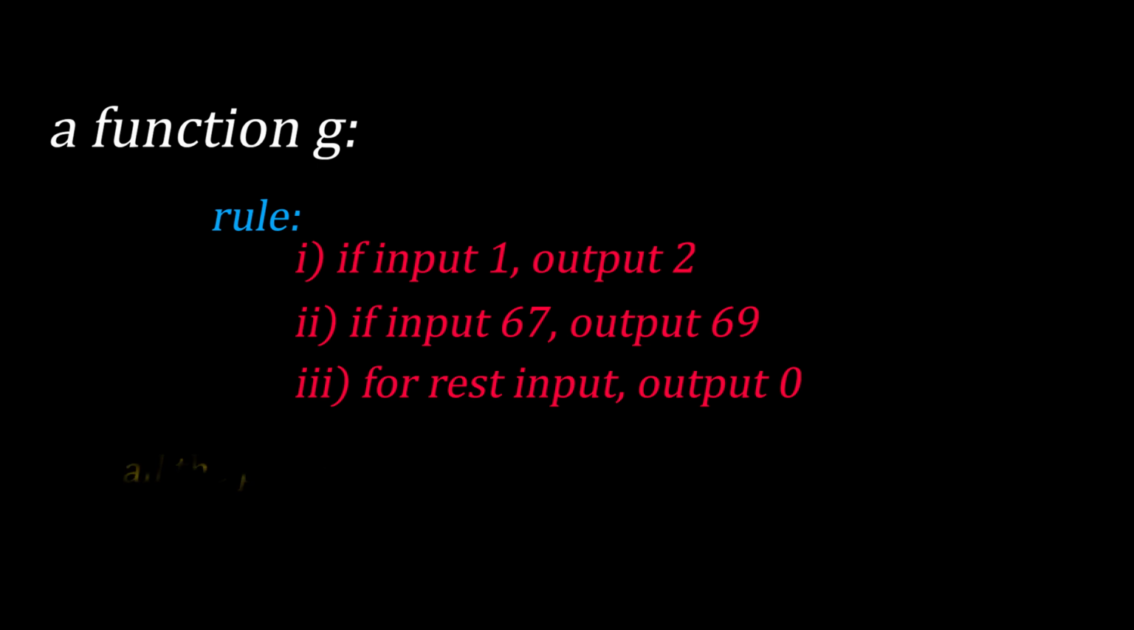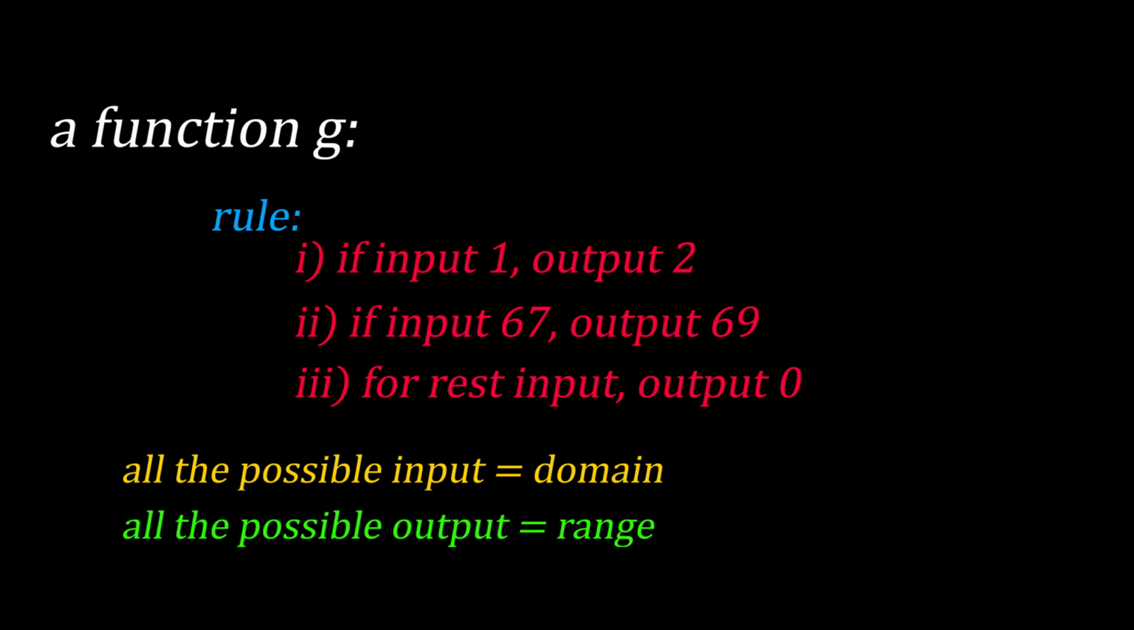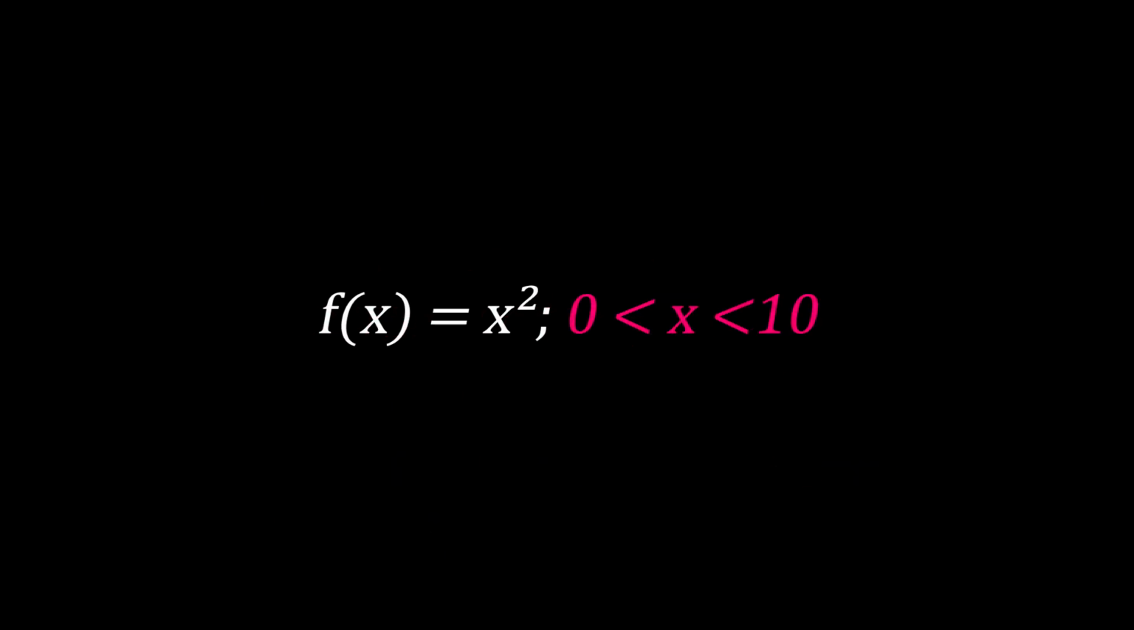All the input that is possible to put into the function is called the domain, and all the possible output is called the range. For the function we just made, the domain is all numbers, as there is no condition, and the range is 0, 2, and 69. The condition of the domain will usually be written this way.